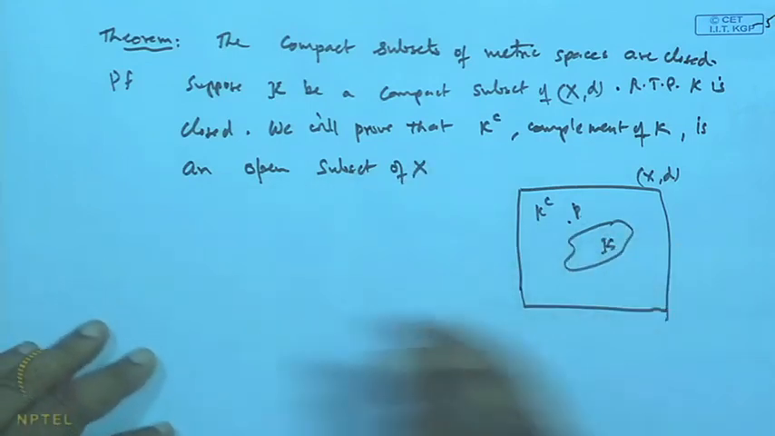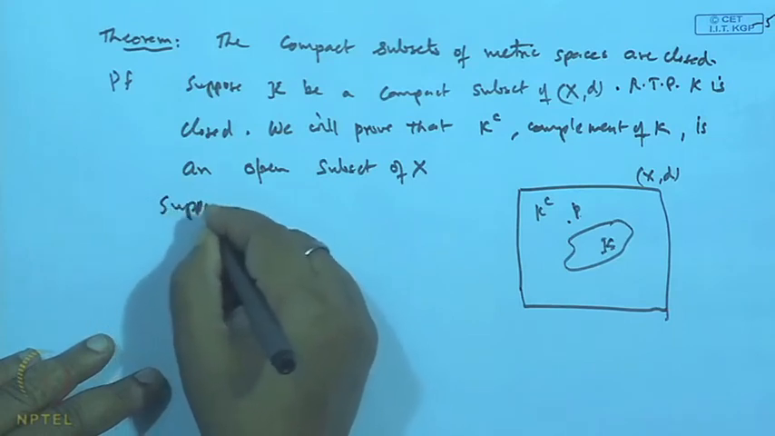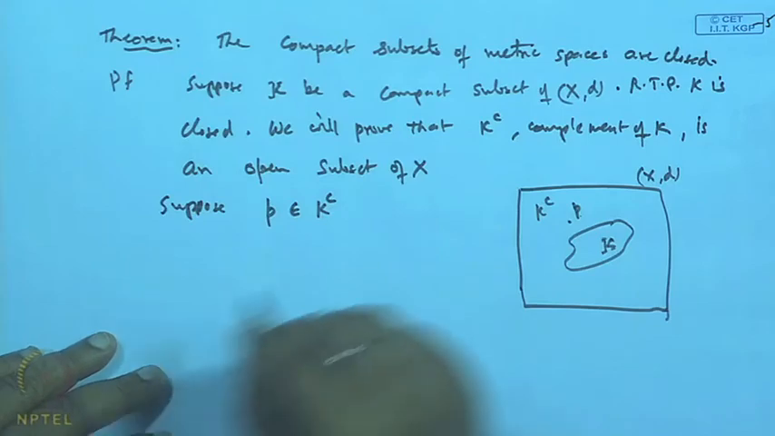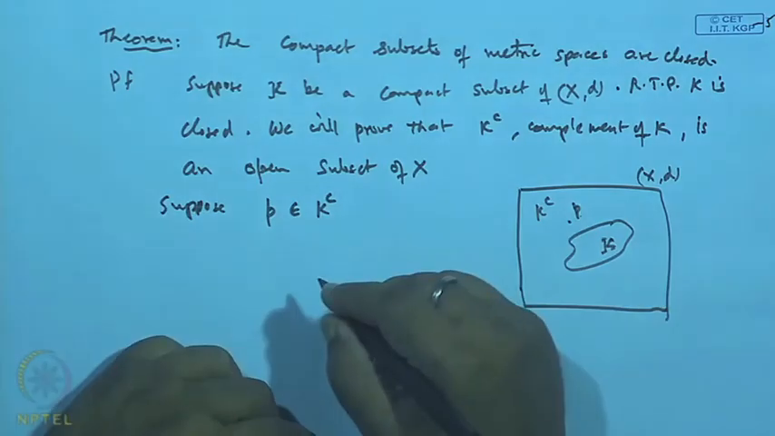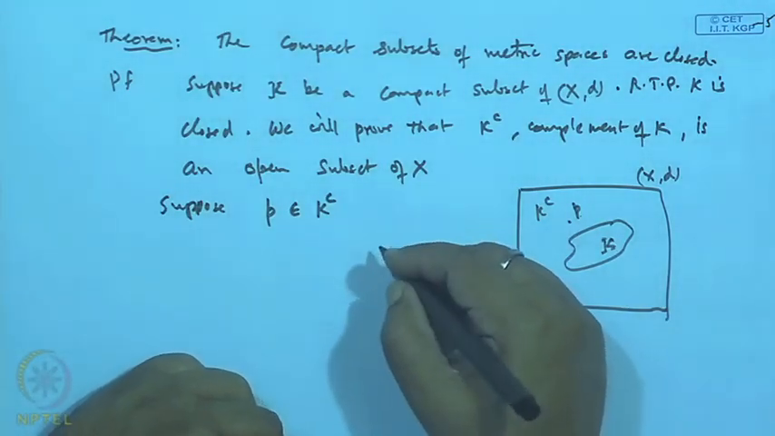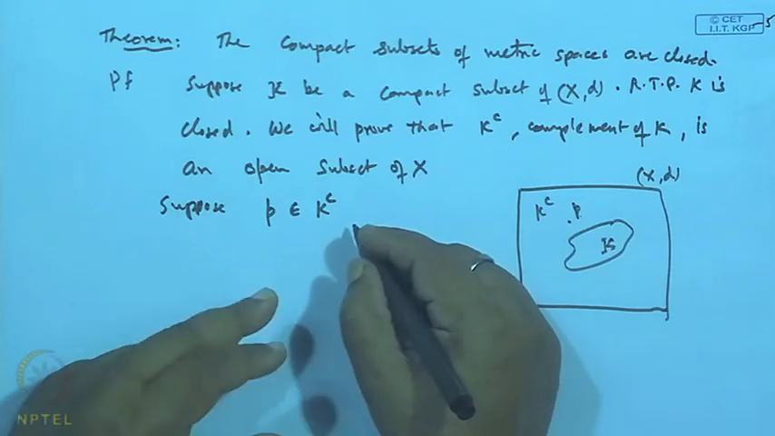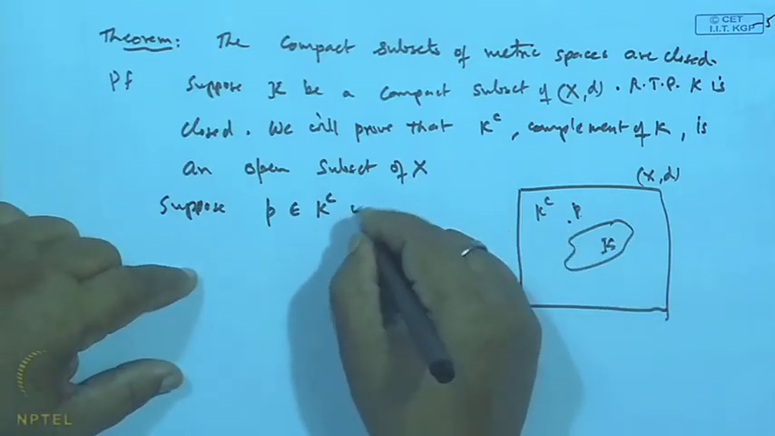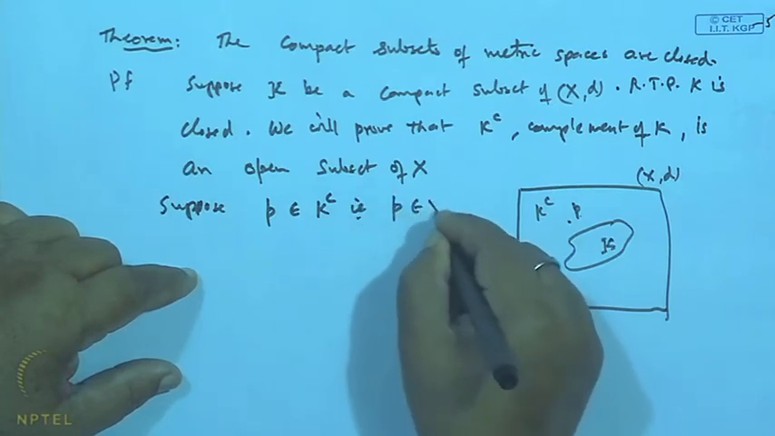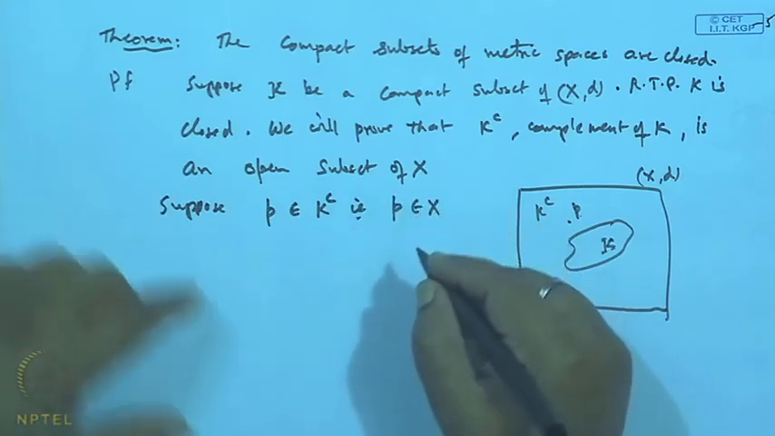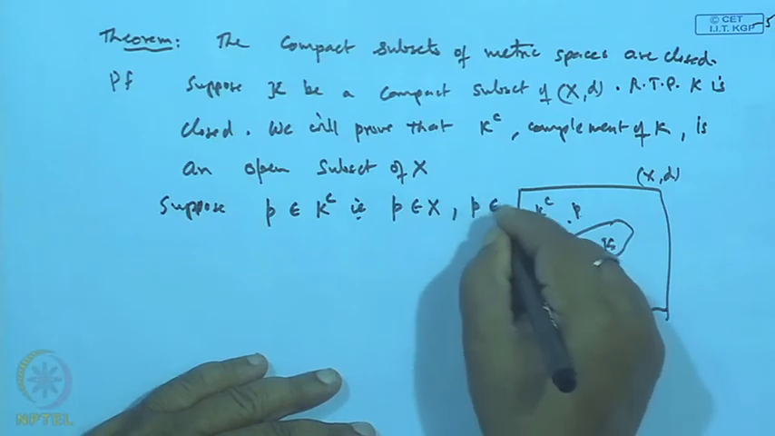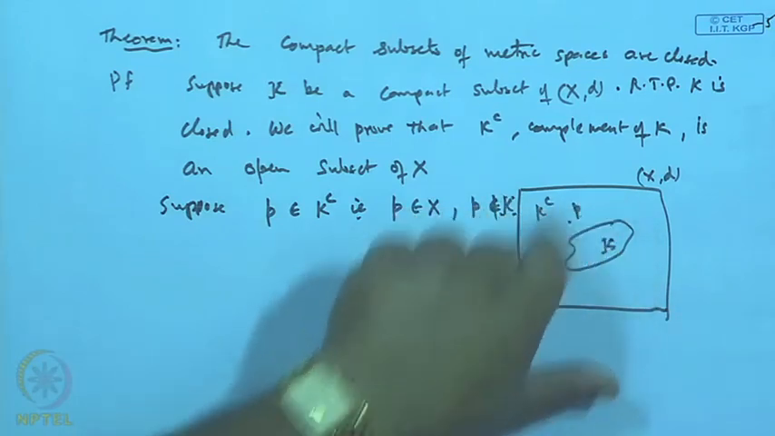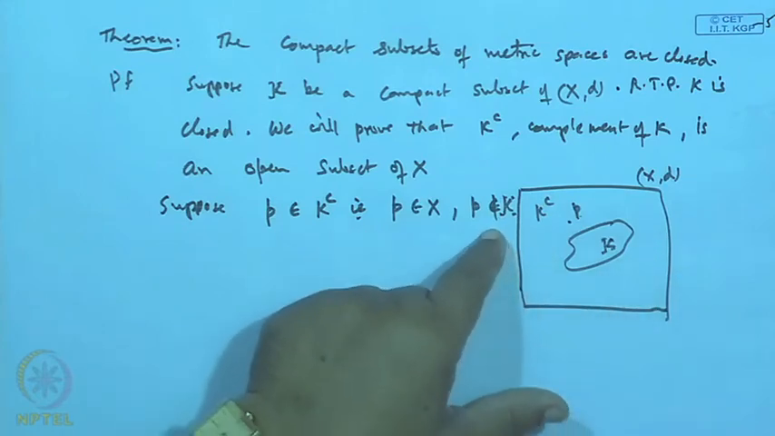So, let us take, suppose P is a point belonging to the complement of K, that is K complement. That is, P is in X, but P is not in K. That is the meaning of this.